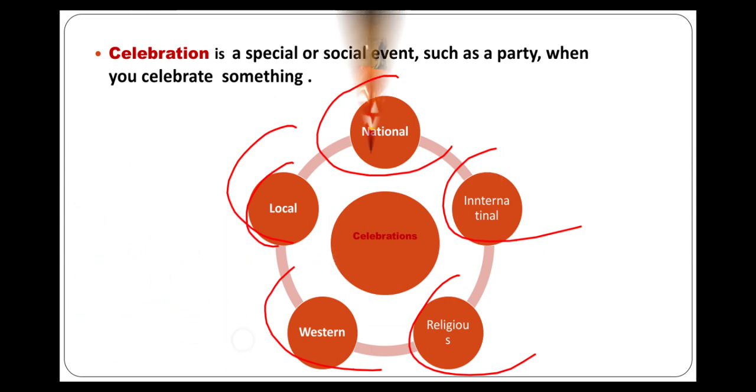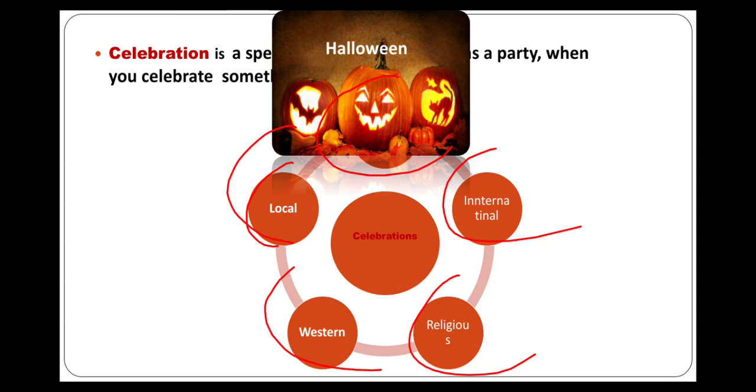Now let's move to Western celebrations. Now Western celebrations are events that are celebrated by people of other countries. For example, in America and Canada, they celebrate Halloween. So Halloween is an event which is not celebrated in Morocco or Algeria or Tunisia. So these are events that are celebrated by foreign people, by foreign countries.